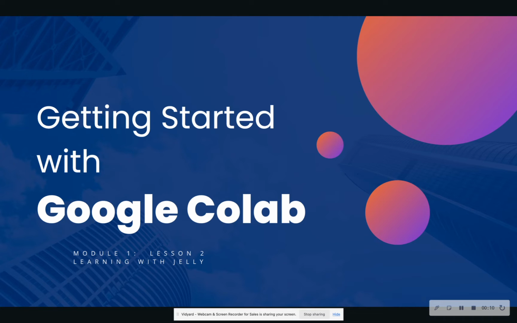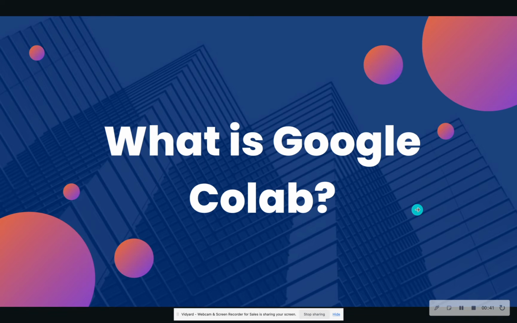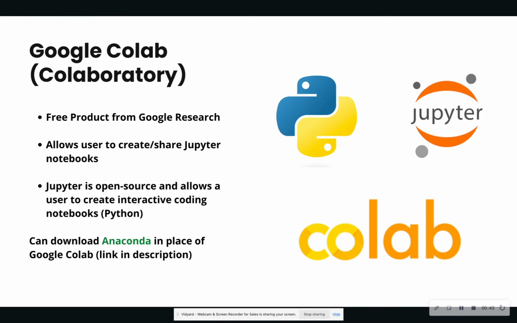So, today we're on lesson 2 of module 1 on how you can get started with Google Colab. Now, Google Colab is going to be the online resource that you use in order to follow all of the subsequent lessons. So, let's look at our agenda for today. We're going to discuss what is Google Colab, talk about the privacy of Google Colab, and then we're going to hop right into a demo on how you can find Google Colab and utilize it for all of your coding assignments. So, what exactly is Google Colab?